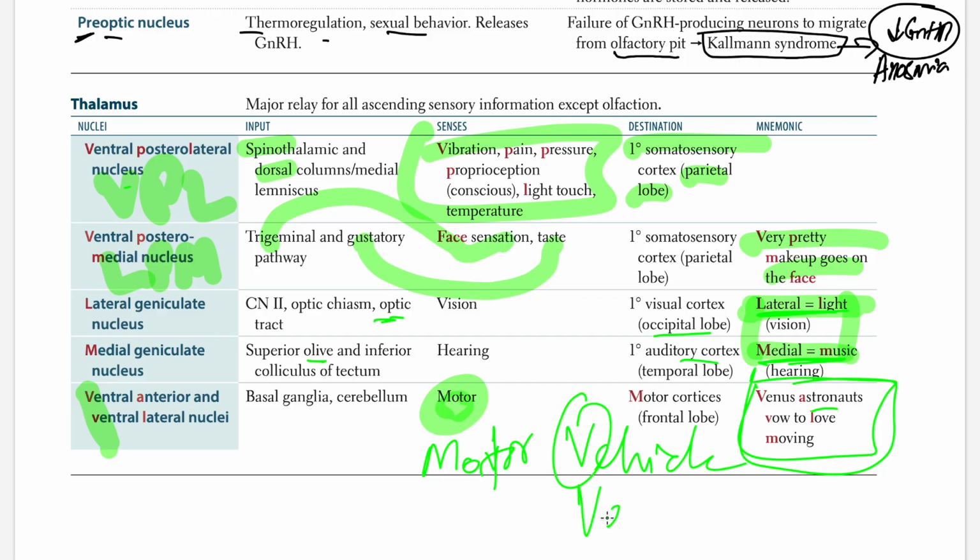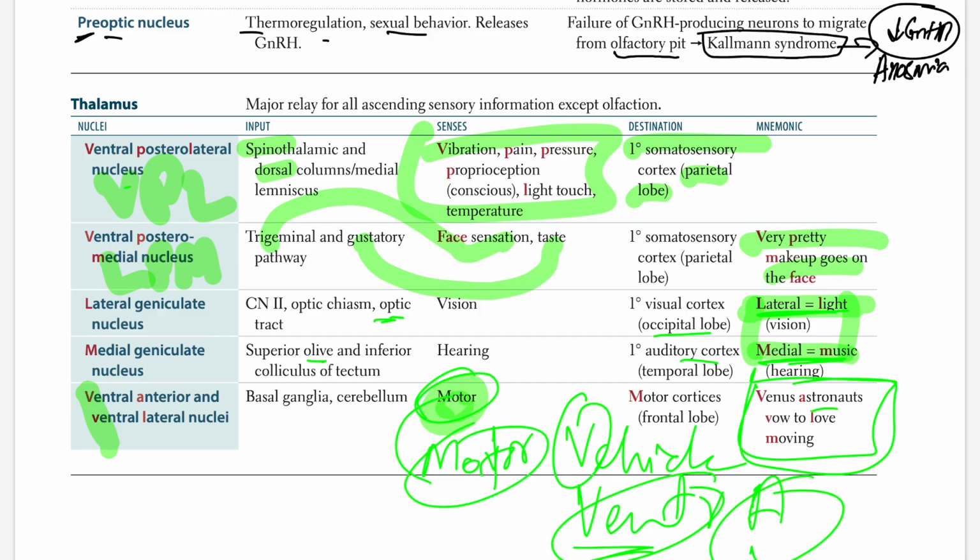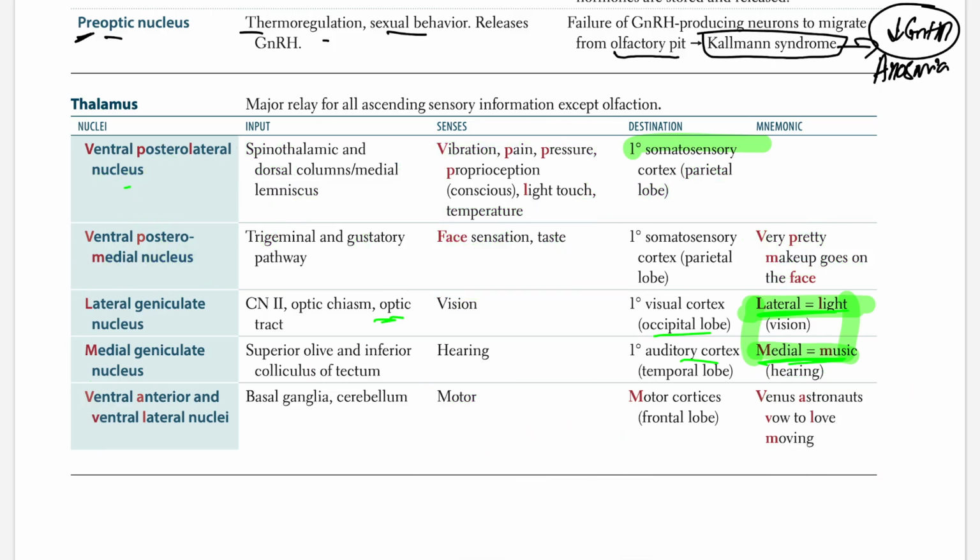V for ventral, no matter if it's anterior or lateral, but ventral. V for ventral, M for motor. So motors are through vehicle. Motor vehicle, right? That's the mnemonic. If you want to remember this mnemonic, good for it. Go for anything that you like, but try to memorize these things, right? And that is all for thalamus.